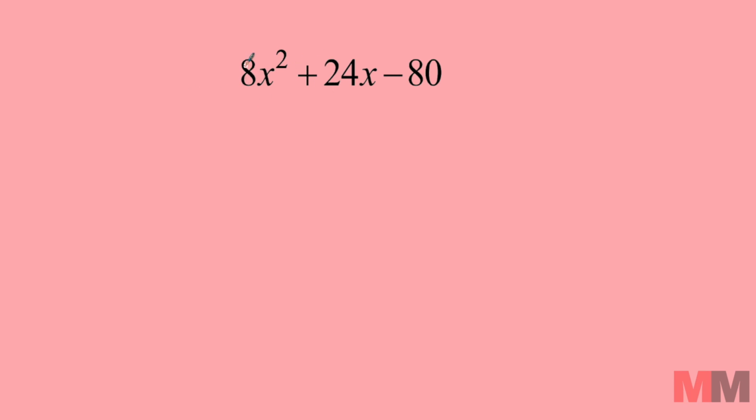If you notice that 8, 24, and 80 all have a greatest common factor, which is 8, then you can start off by pulling out that 8. If I divide all these by 8, then I can write that 8 on the outside, and you can write the results of whatever's left over in the inside. So 8 divided by 8 is 1x squared. 24 divided by 8 is 3x. And negative 80 divided by 8 is negative 10.